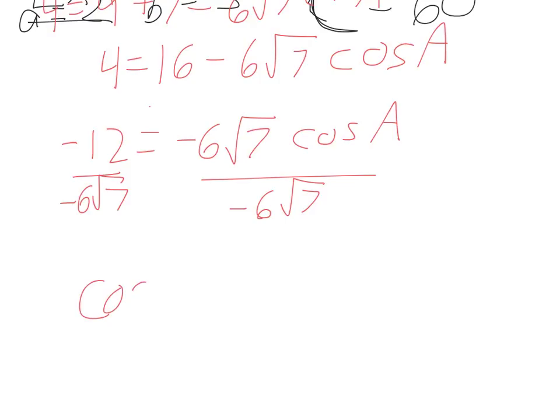Cosine of A. Normally you don't have a radical on the bottom, but in this case we're not looking for the value of the cosine of A. We're looking for the value of angle A. So, to save yourself some effort, you could leave it like that for now and just take cosine inverse, because you're not going to have a radical whenever you do cosine inverse.